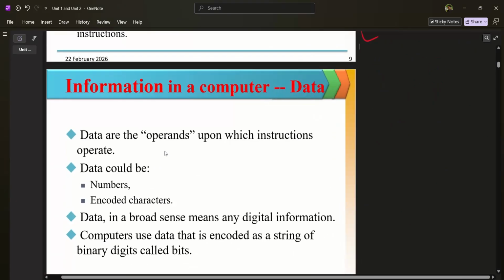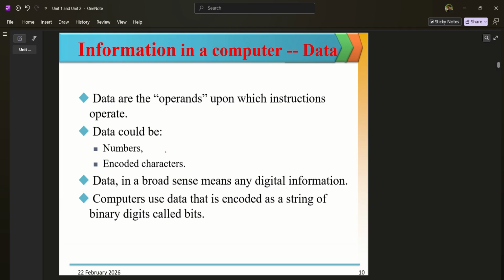Next, information in computer. Data is the thing which the instructions operate on. Data is the static component in the computer, which could be numbers or encoded characters. Data in a broad sense means any digital information. The digital information is present in the computer, and instructions are the things used to operate on it. Instructions are the dynamic component working on the static things, which are data, right?